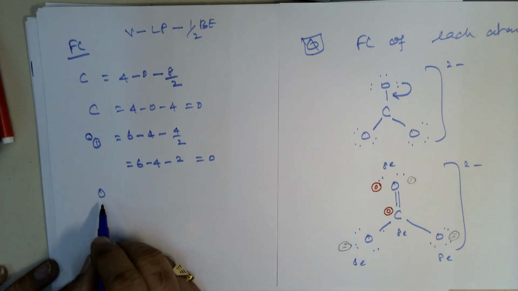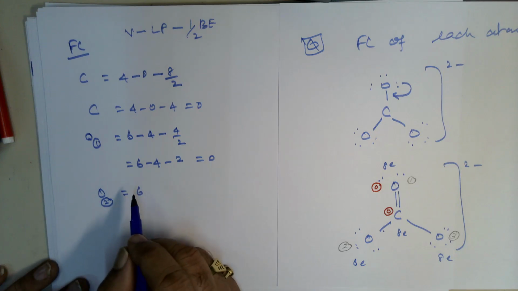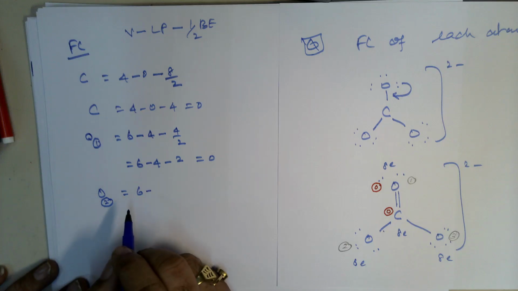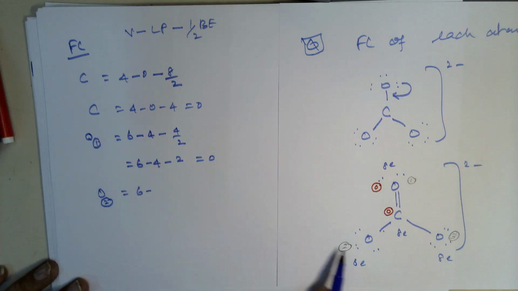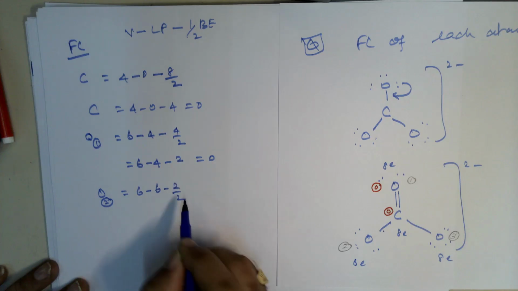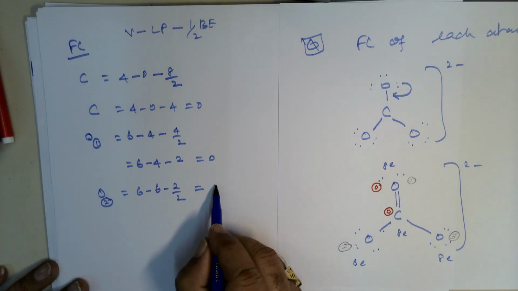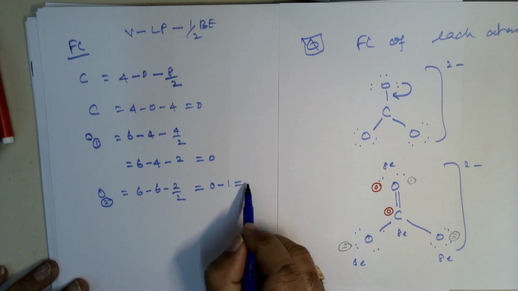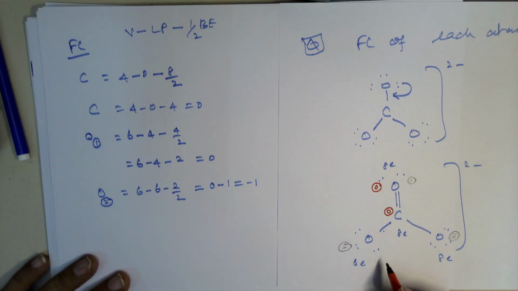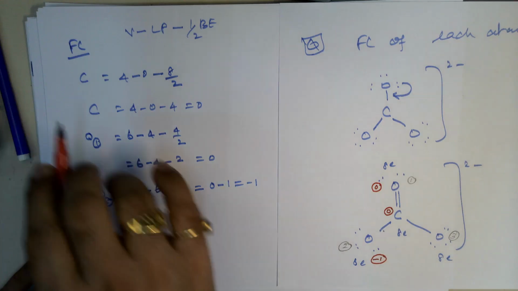Then O of the second one. Tell me, 6 minus, lone pair of electrons, 1, 2, 3, 2s are 6. Then minus 2 by 2. So it means again 0 minus 1. That is minus 1. So you can put minus 1 for this oxygen. Okay, now listen to me.